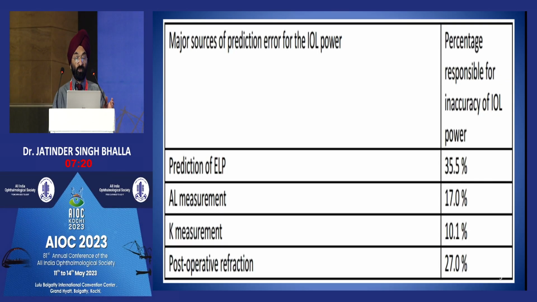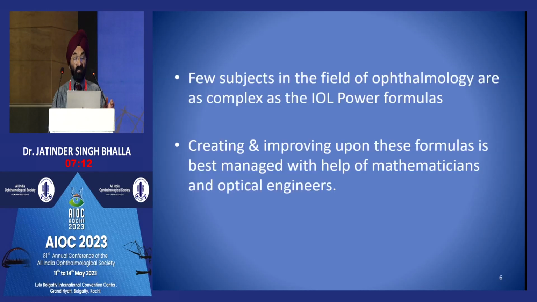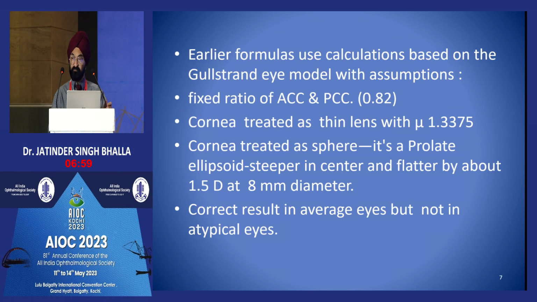So what are the major sources of prediction error for IOL power calculation? ELP prediction accounts for the major part, that is 35%, followed by axial length 17% and keratometry 10%. Few subjects in the field of ophthalmology are as complex as IOL power formulas because it involves the help of mathematicians, and we ophthalmologists by nature are not very fond of mathematics.